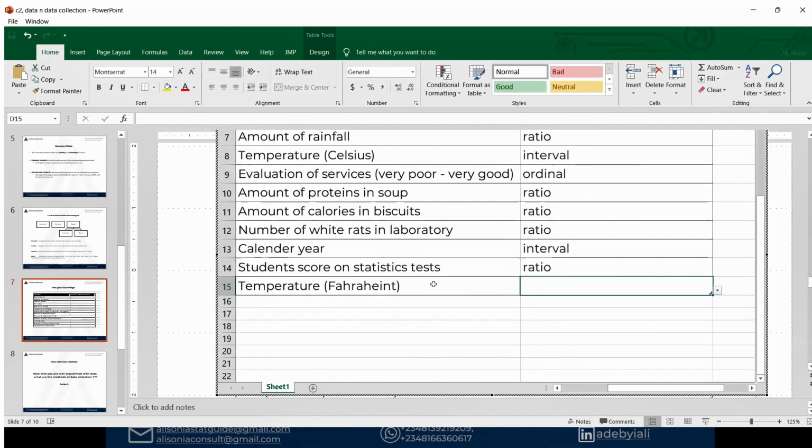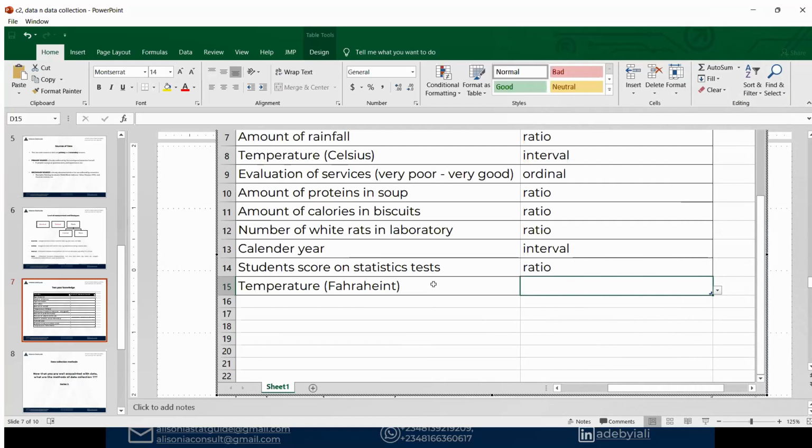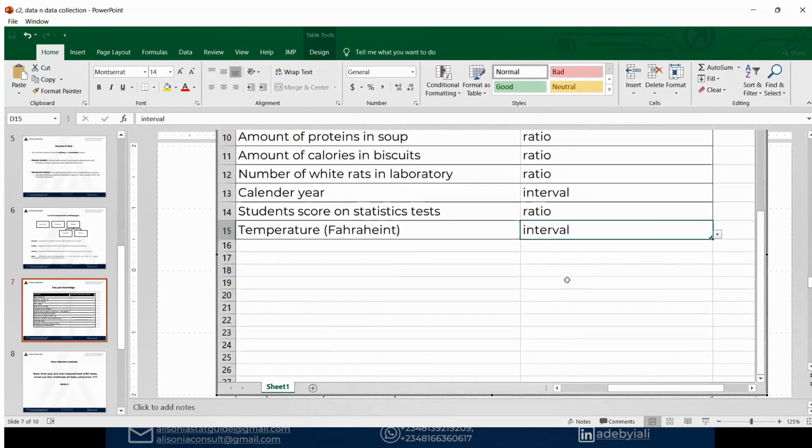The same thing is applicable for the Fahrenheit. The temperature 0 degree Fahrenheit does not mean that there is no heat, and it does not mean that there is no temperature. But if it is in Kelvin, it means there is no heat. If it is Kelvin, it will be ratio. So you are right. This one is interval, and it is because it has no true zero value. So that's that about that.